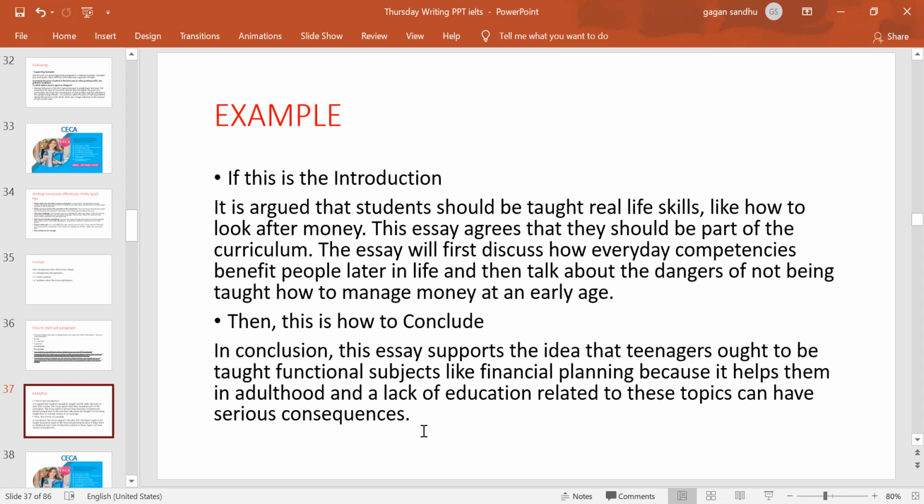in the help them in adulthood. And the second paragraph I mentioned the dangers of not having these traits, that is covered in the next sentence, can have serious consequences. So you see from top to bottom, it covered the entire thing, not used the same word, changed everything, but still got everything you have discussed in the whole essay. So this is the perfect way to write a conclusion and fetch more and more marks here, right?